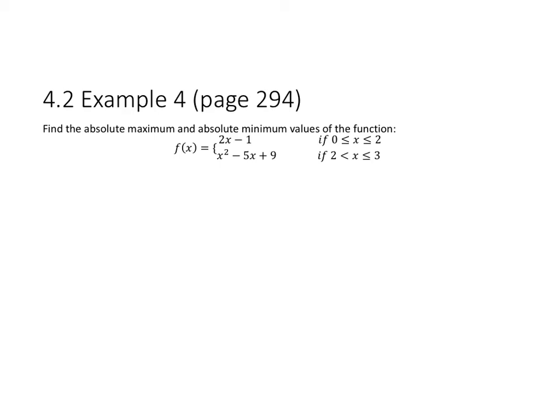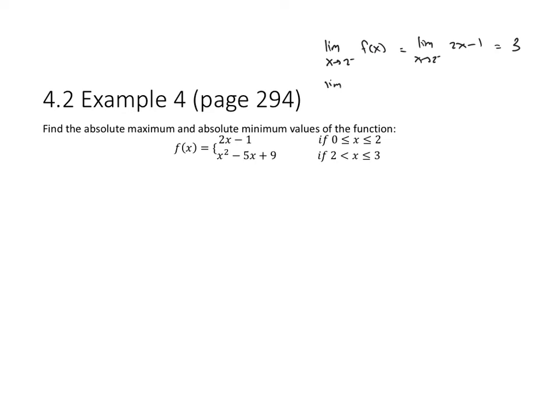Before we do anything, we have to confirm that it's continuous on the closed interval. So let's take a look at the limit as x goes to 2 from the left, and that's going to be the first equation, the limit as x goes to 2 from the left of 2x minus 1, which is 2 times 2 or 4 minus 1, 3.